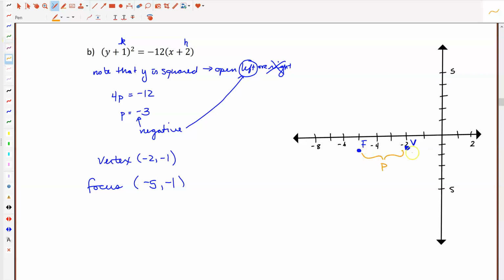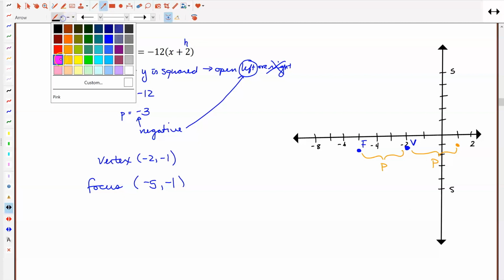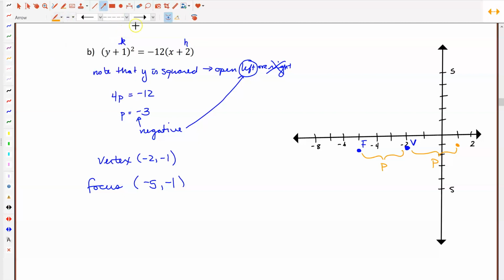So if we want, we could just go ahead and do the same thing in the other direction. So 3 units in the other direction. So 1, 2, 3, that'll end up there. All right, so that distance is also p. And then that would get me the directrix. A little too far over. Let's try that again. All right, so the equation for the directrix, x is equal to 1.